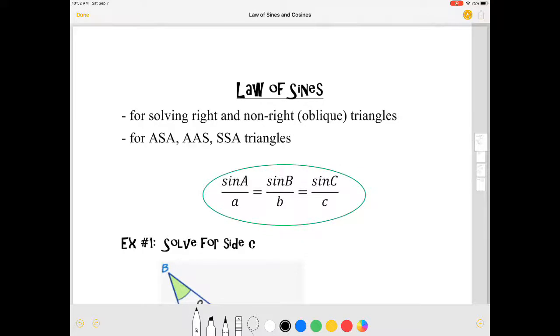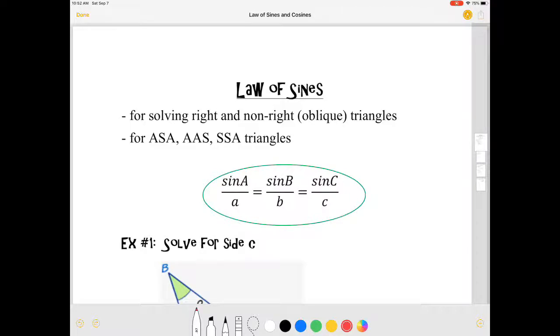Hello everyone. In this video, we're going to be looking at the law of sines. In trigonometry, the law of sines is for solving right and non-right triangles. And remember, another name for non-right is oblique. You use the law of sines.